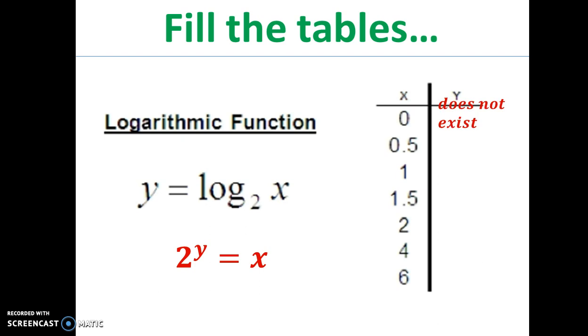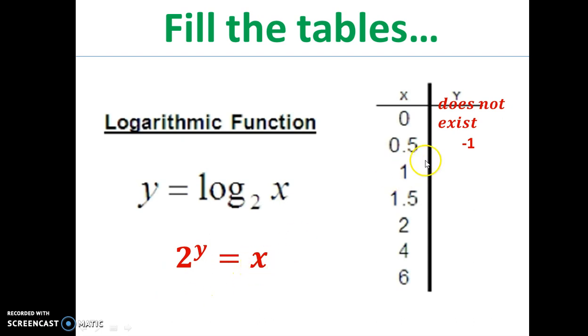Well, that does not exist. It is impossible to have 2 raised to some exponent and get 0. Let's put 0.5 in here now. What happens when you put 0.5 in there? Hopefully you got -1, because 0.5 in here would mean 2 to some power gives you 0.5 or 1/2. Well, to get 1/2, it would have to be 2 to the -1, because that would make the 2 go into the denominator and you have 1 over 2.